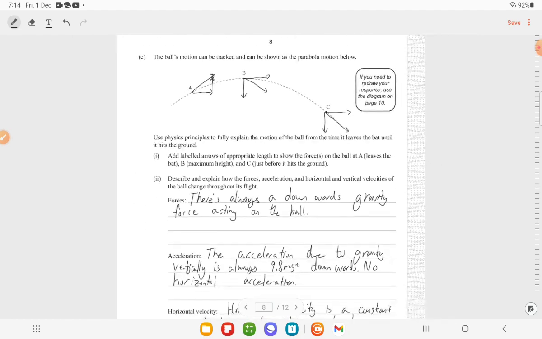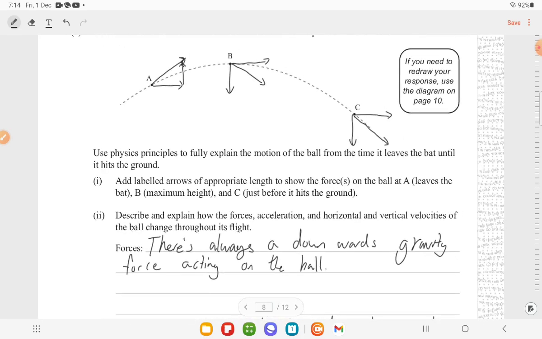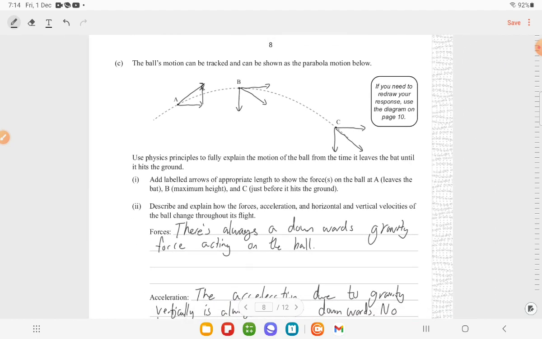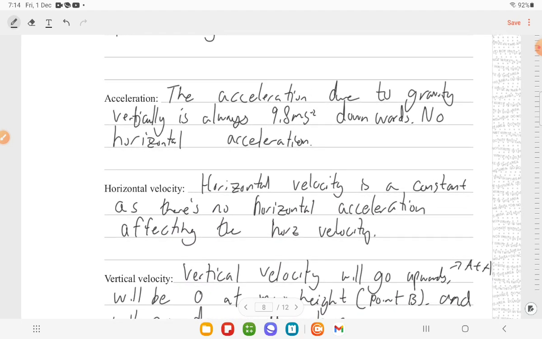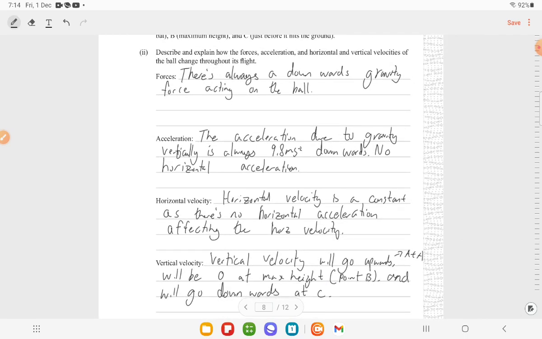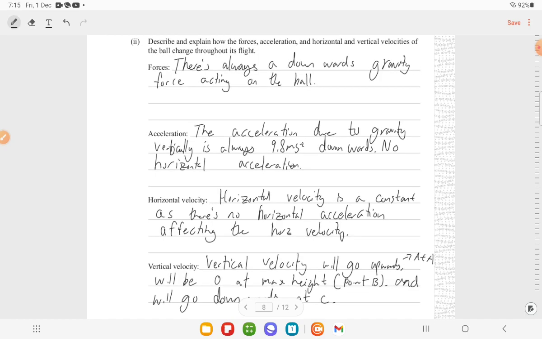Okay, yeah, there's no horizontal force acting on the ball since the ball constantly moves horizontally at a constant velocity, so constant speed. So there's no horizontal force acting on the ball. And the acceleration, there's always the acceleration due to gravity, but there's no horizontal acceleration since it remains constant. There'll be nothing affecting the horizontal acceleration.